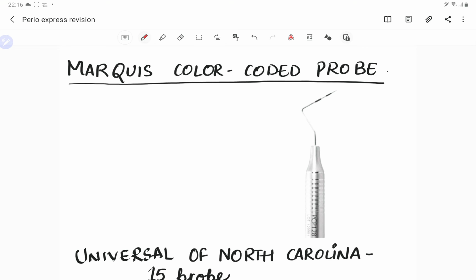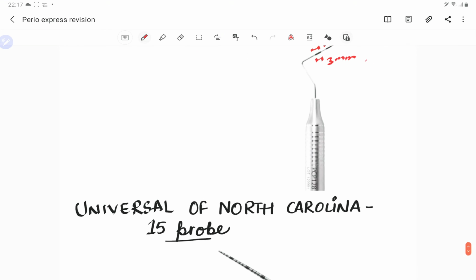So this one you can see here is the Marquis color coded periodontal probe. In that there are calibrations in 3 millimeter sections. So in this we have markings in the 3 millimeter areas. As you can see here, it is color coded. So there are areas which are coded with a color in the Marquis color coded probe.